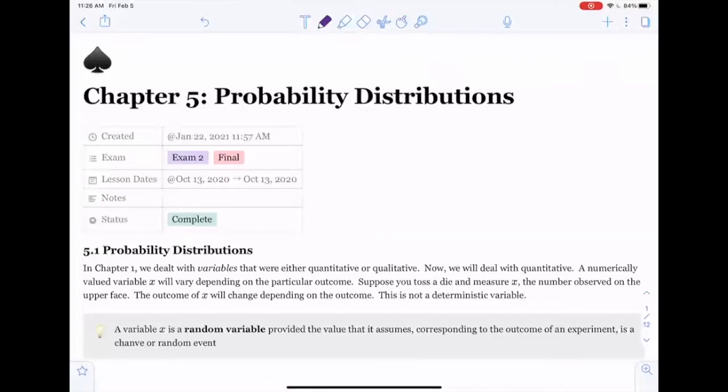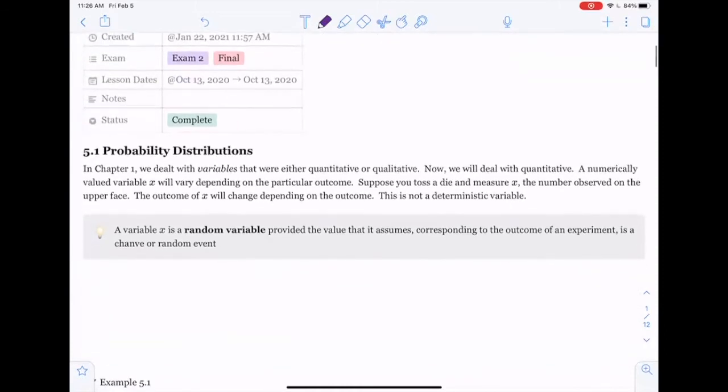Hello. In this video, we're going to talk about probability distributions. In chapter one, we dealt with what we called variables that were either qualitative or quantitative. Now we're going to really just deal with quantitative variables. And in algebra class, numerically, we would label a value x depending on one of the particular outcomes.